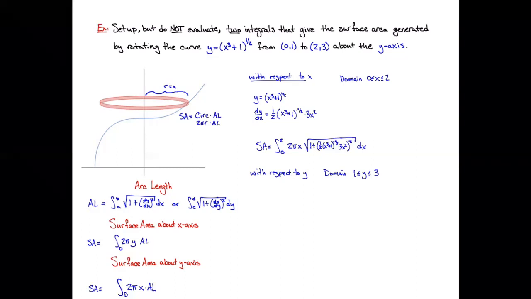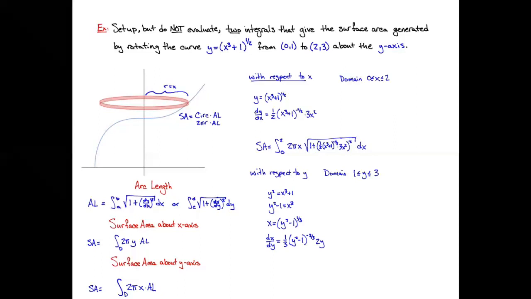So I need to solve this equation for x. I'm going to square both sides, subtract 1, and then take the cube root of both sides. So x equals (y squared minus 1) raised to the 1/3 power. And then when I look for dx/dy, I just take the derivative with respect to y. So I get 1/3 (y squared minus 1) to the negative 2/3 times the derivative of the inside, which is 2y.